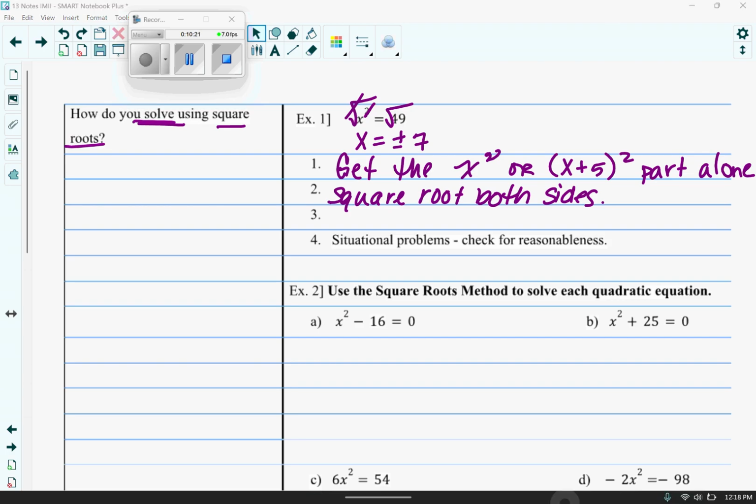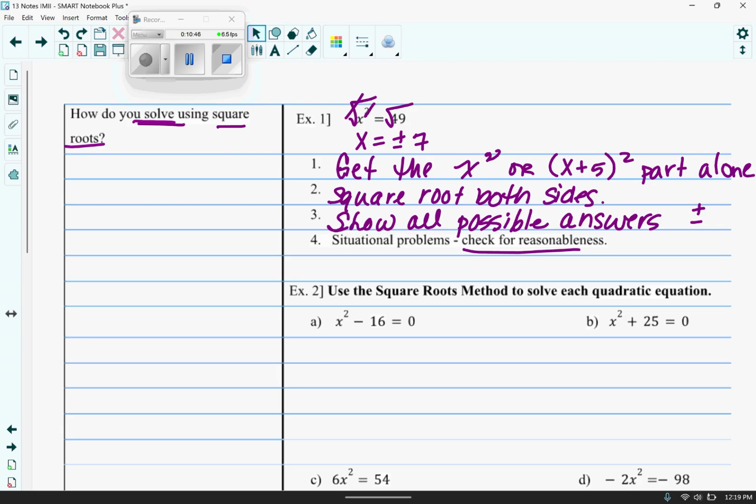So number 3, we're going to have to make sure that you show all possibilities, all possible answers. That's what that plus minus symbol means. And then, of course, we always have to check for reasonable. So if it's a rectangle, for instance, and you're looking for a length or a width, you can't have a negative value as your x value.